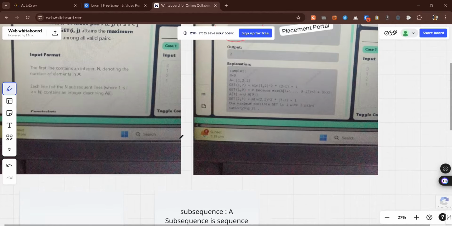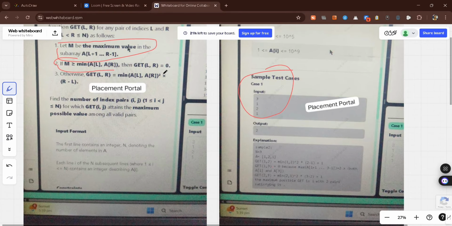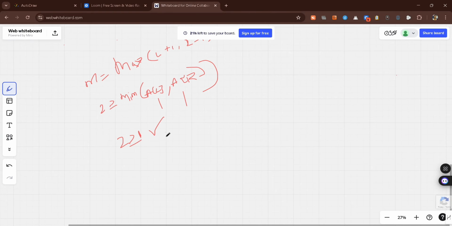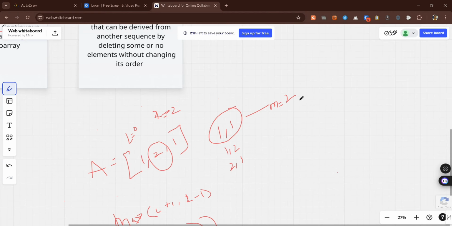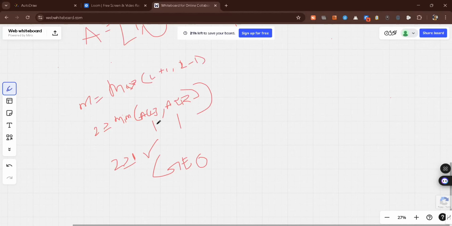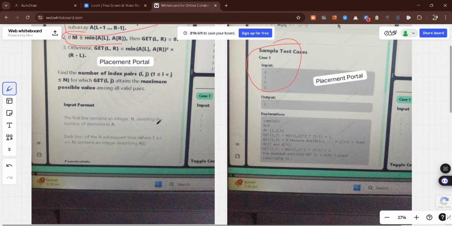Then, as he said, if the condition is true, the get value will be 0. So the get value is automatically set to 0. So the get value for the 1 comma 1 pair is 0. If this condition is satisfied, they have said to keep the get value as 0. Then let's move to the third condition.